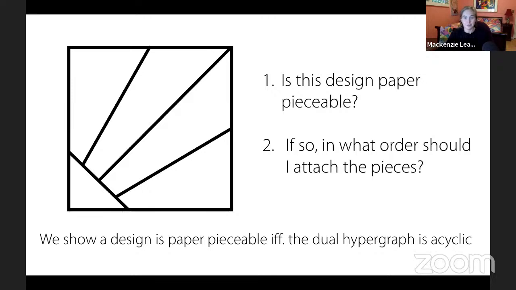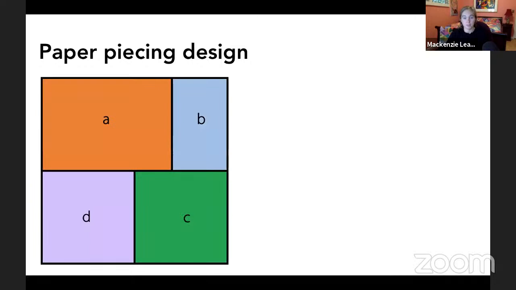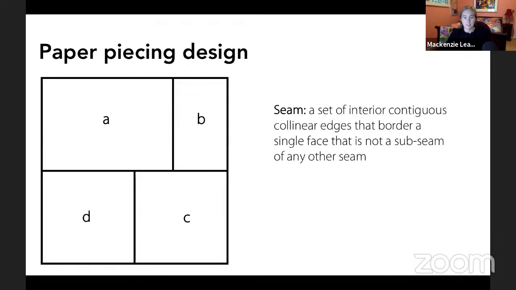So let's take a look at a few definitions that help us prove this main result. First, we define a paper piecing design as a planar mesh with faces corresponding to fabrics. Then we need a way to describe the sequence of one or more interior edges that border a single face to accurately reflect the sewing process, which involves attaching one face at a time. So we define a seam as a set of all of the interior contiguous collinear edges that border a single face that is not a subseam of any other seam. Here are the seams for this design.